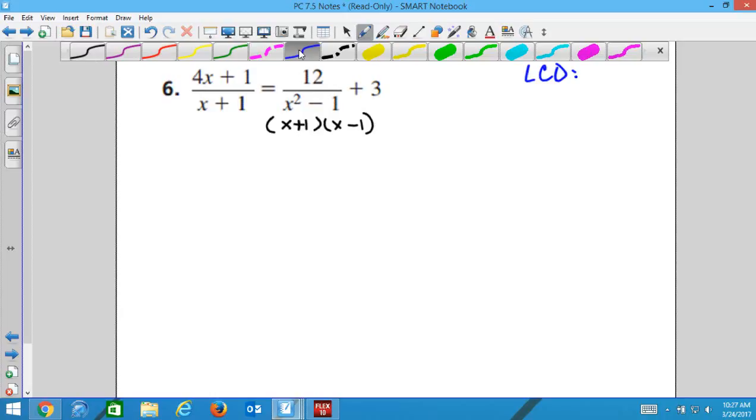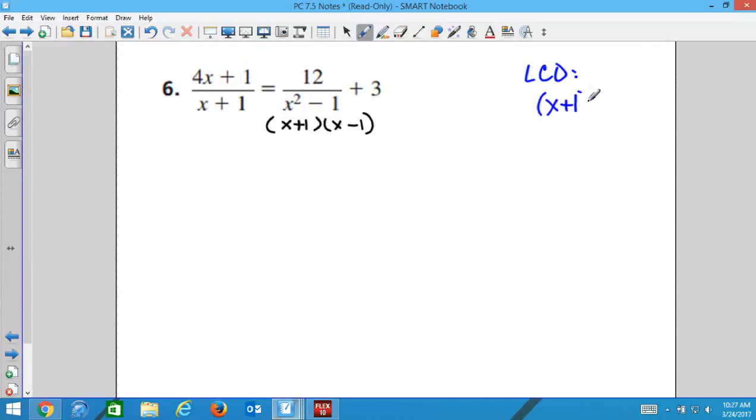What would our common denominator be? Like if I were going to add these together, I would only have to give this one x plus 1s. So our lowest common denominator is going to be x plus 1, x minus 1. That's what the denominator would be if I were adding like denominators. But instead of adding them, we're going to multiply both sides by the LCD over 1.